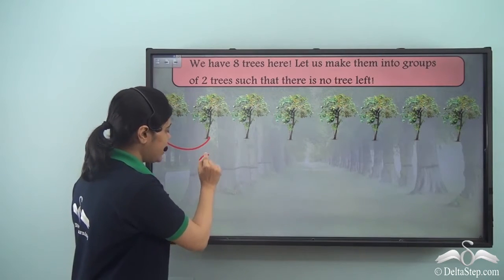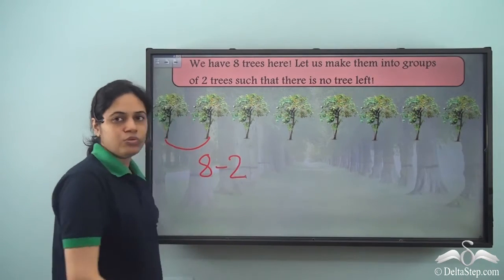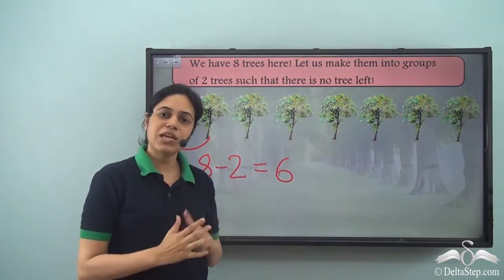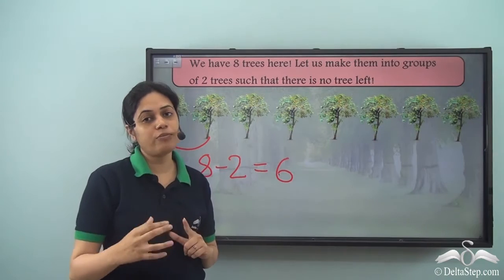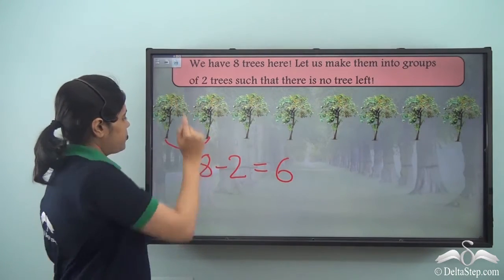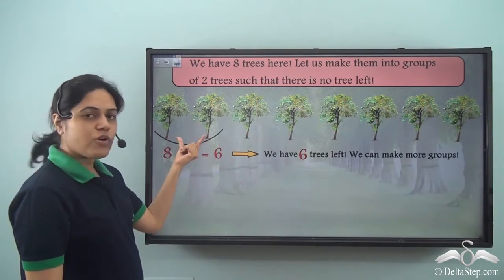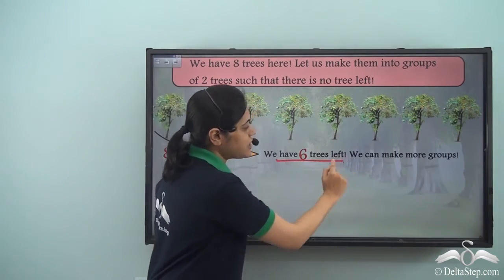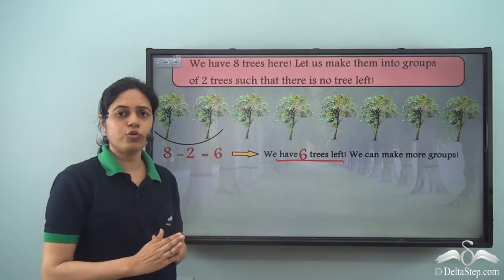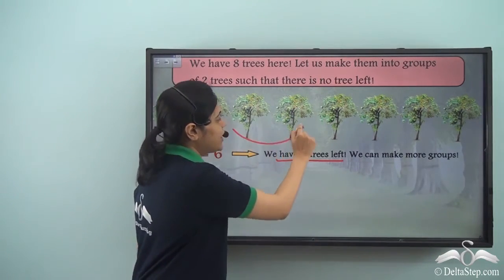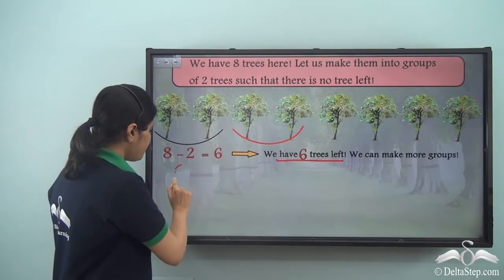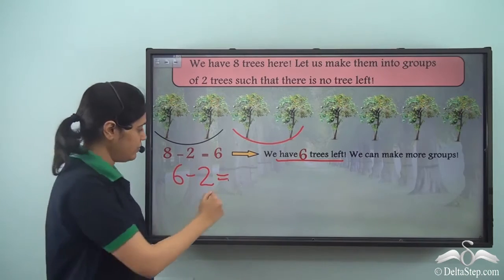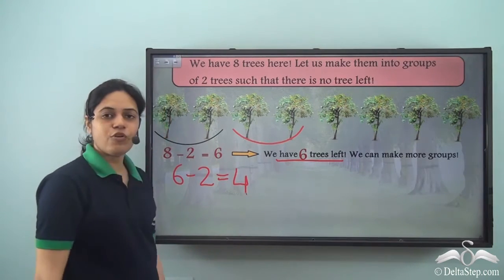So from 8, I subtract 2. I have 6 trees still left to be distributed or formed into groups. So these 2 are taken into a group. 8 minus 2 gives me 6. We still have 6 trees left, so we can make more groups. Now I take these 2. So from 6, I once again subtract 2. This is repeated subtraction. And I get 4.